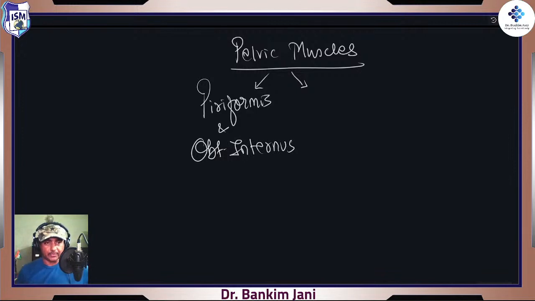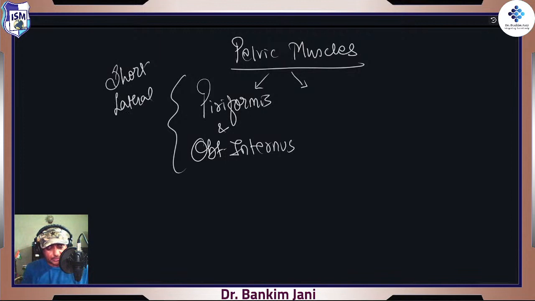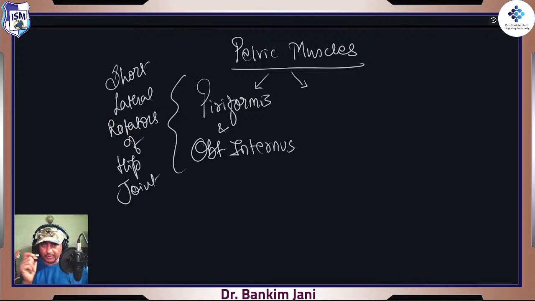Obturator internus, right? These muscles, they were also, if you remember, short lateral rotators of hip joint, right? Because in lower limb, we talked about all these muscles along with their origin, insertion and their movement, so that we really understand how they actually work, right? So this was what we talked about in lower limb.